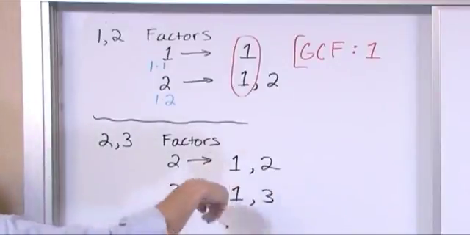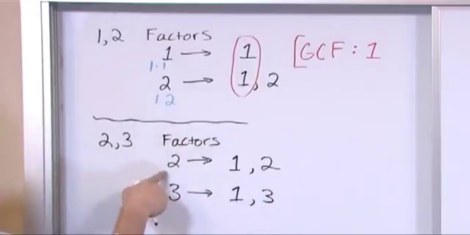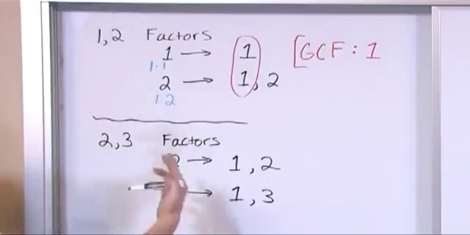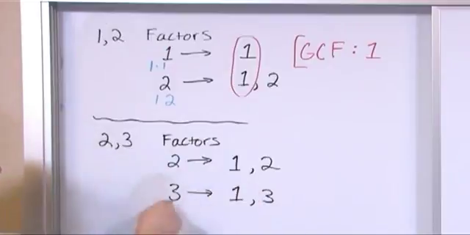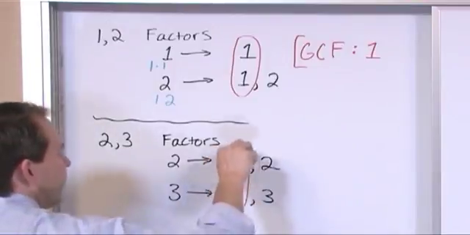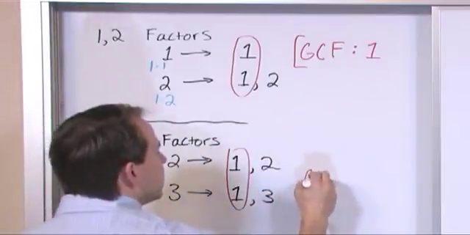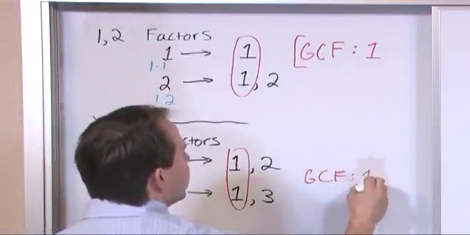And we're doing the same thing effectively that we did before. I could say that 2 can be written as 1 times 2, and that's it. Those are my factors. I can say that 3 can be written as 1 times 3. So those are my factors. I'm showing you a couple different ways to do this. Now in this case, the only factor common to both is the same one here. So the greatest common factor, again, is just the number 1.